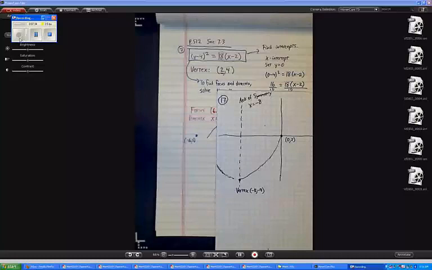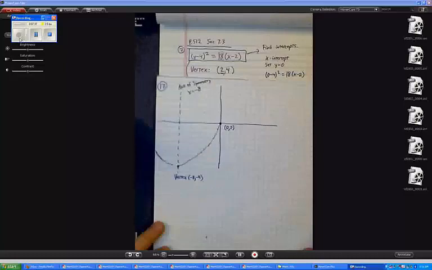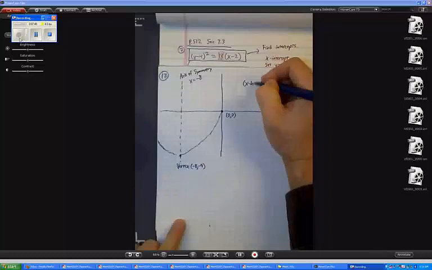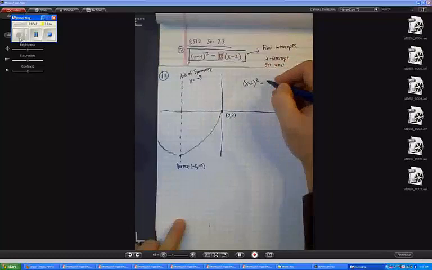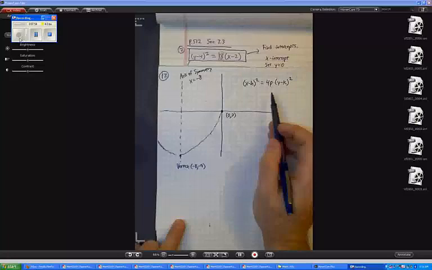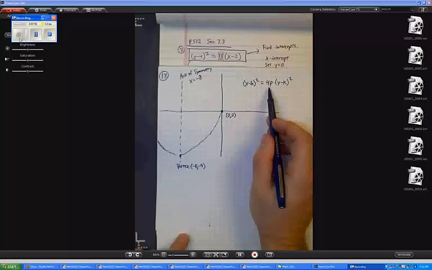The focus and directrix are also going to be on that line. Now, what I know so far is what form to use. What do we want to square for this parabola? We want to square the x, right? So we're going to write (x - h) squared is 4p times (y - k). Do you think I'm going to want a positive or a negative for this 4p? Positive, because it's opening up. If it was opening downward, we'd make it negative.